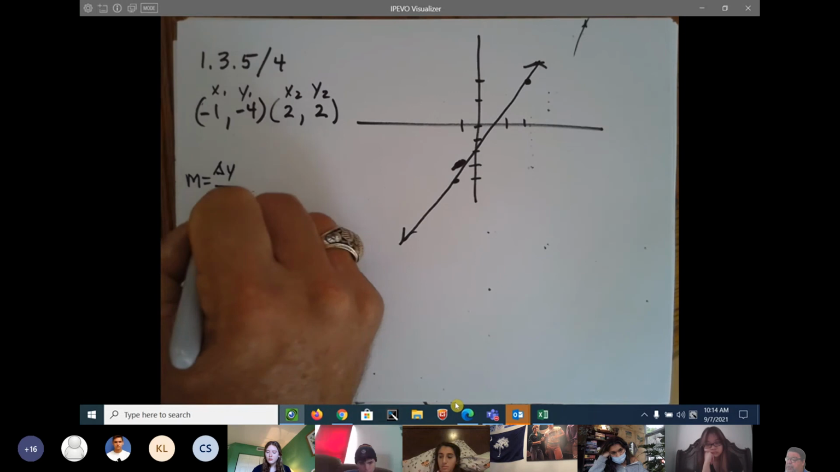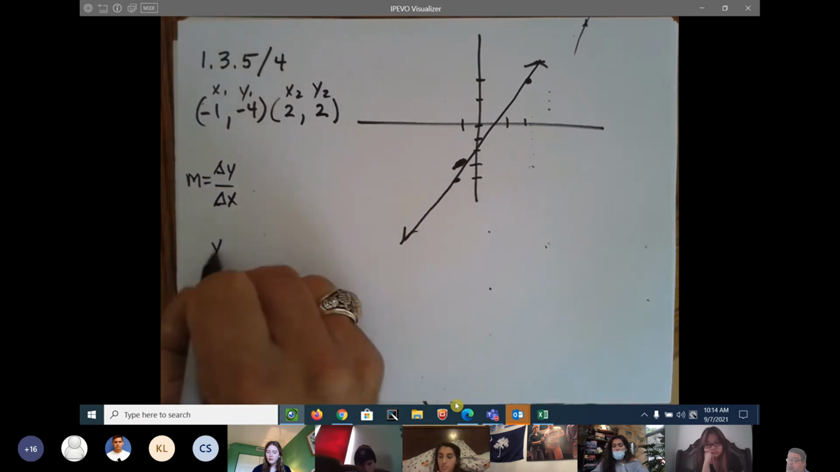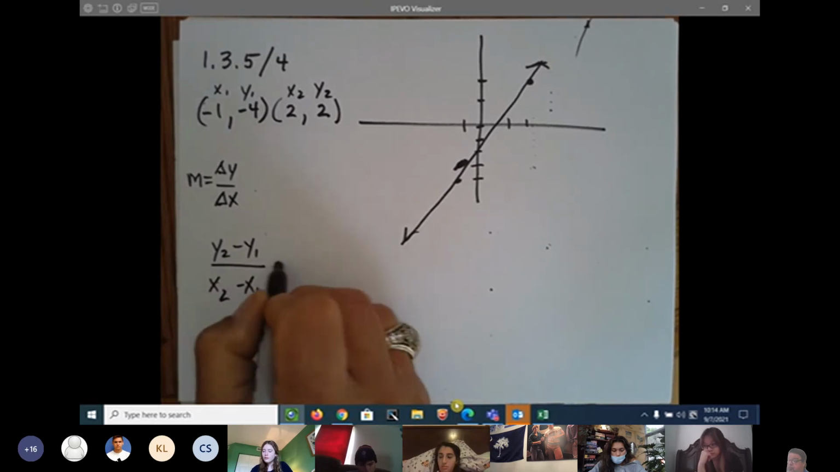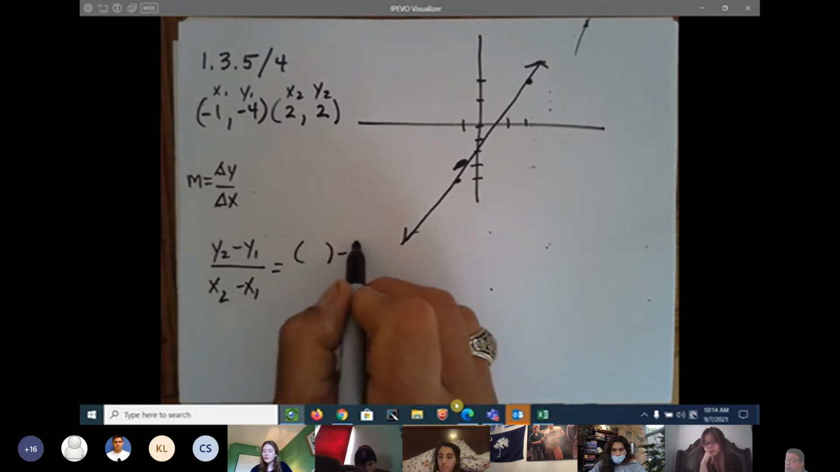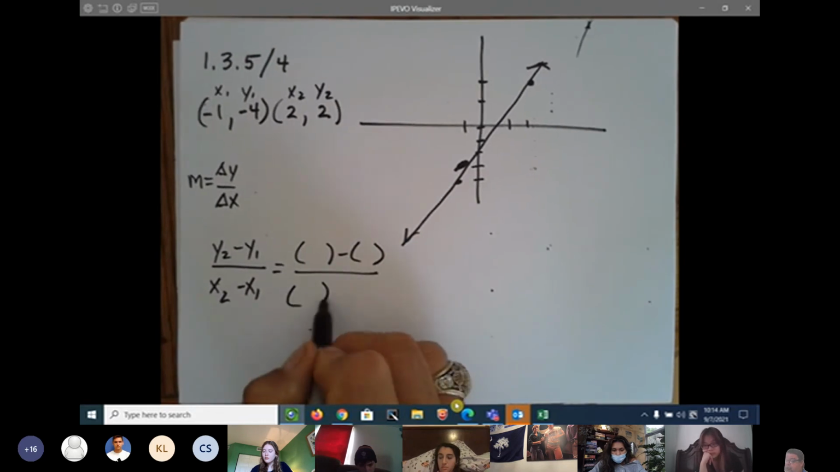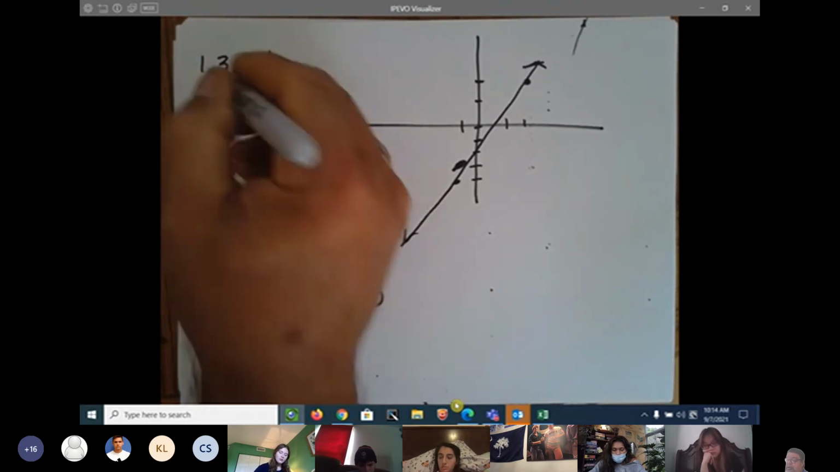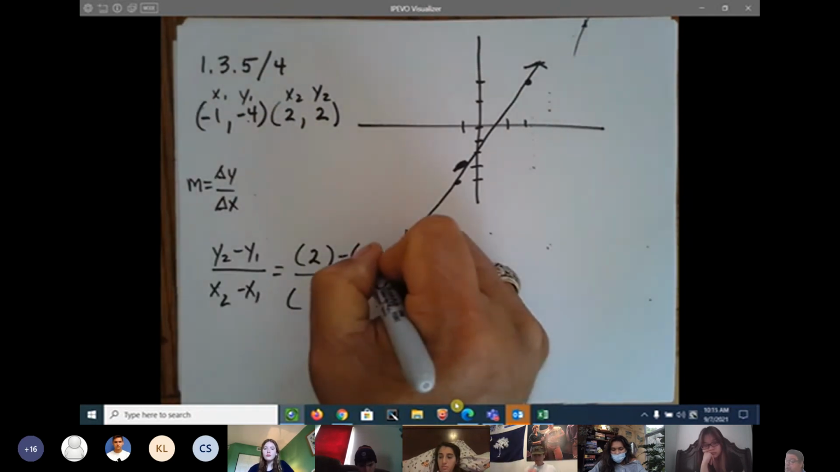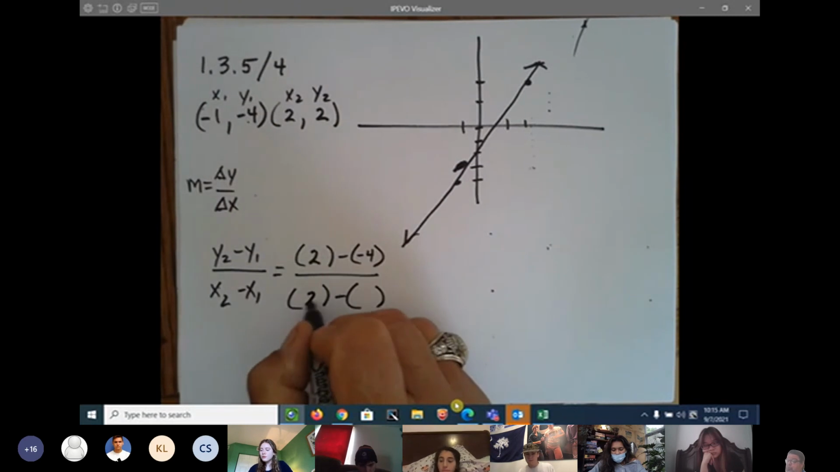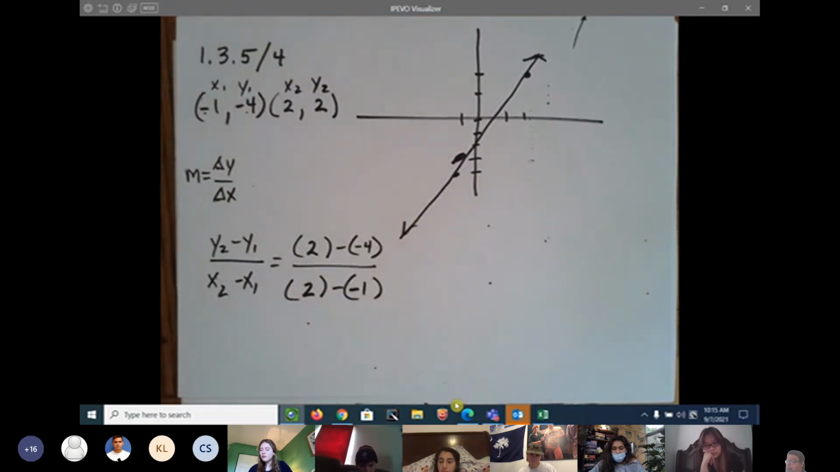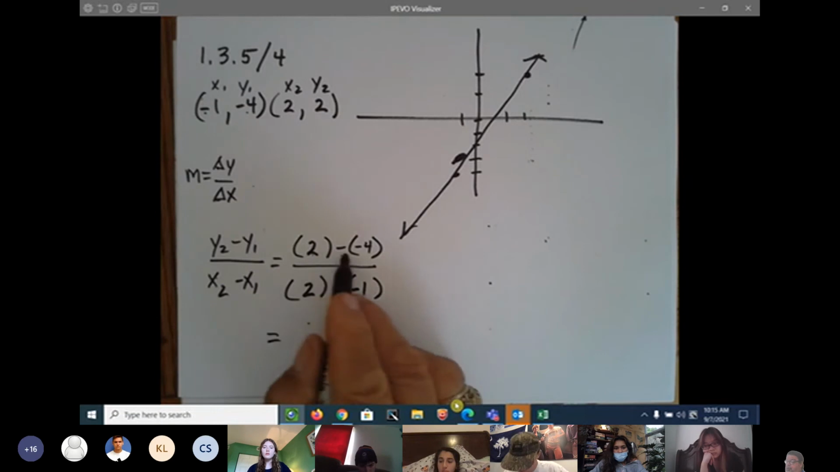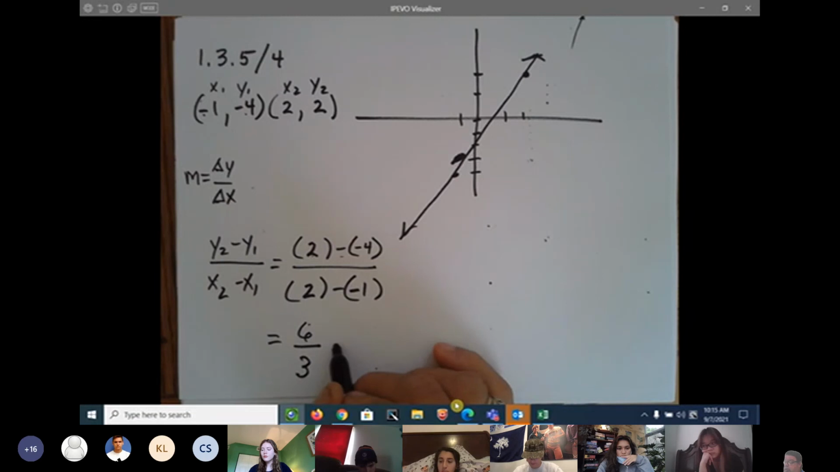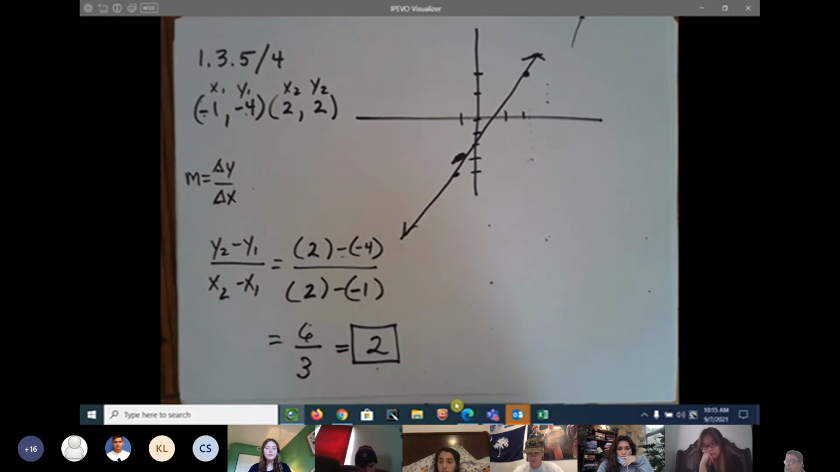Delta y over delta x, which is y sub 2 minus y sub 1 over x sub 2 minus x sub 1, which is parentheses minus parentheses over parentheses minus parentheses. And this is plug and chug. 2, -4, 2, -1. And that's going to give you 2 plus 4, which is 6, and then 2 plus 1, which is 3. So the slope is 2.